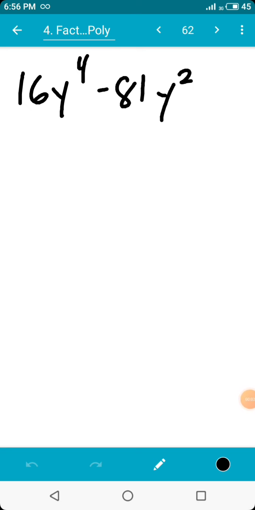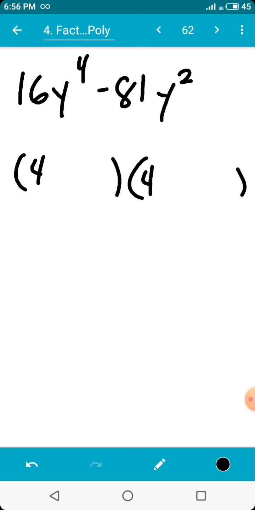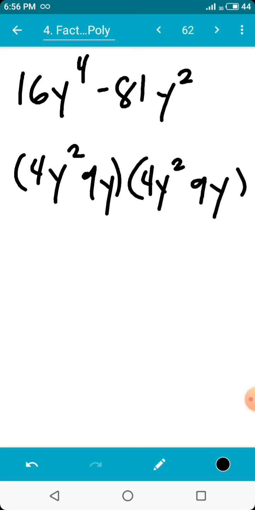Okay, so kunin naman natin yung factors ng 16y raised to 4 minus 81y squared. So, yung square root ng 16 ay 4. Square root ng y raised to 4 ay y squared. And then square root ng 81 ay 9. And square root ng y squared ay y. So, isang addition, isang subtraction. So, here, this is their factors. And check natin kung tama tayo.